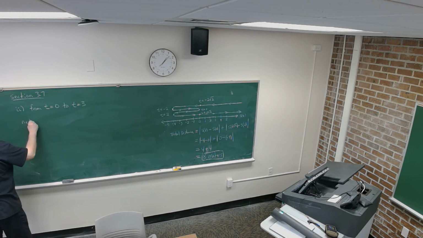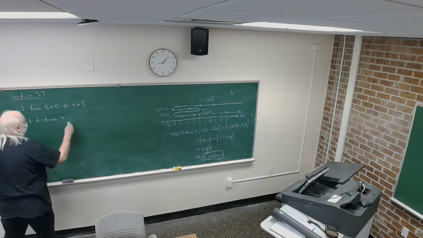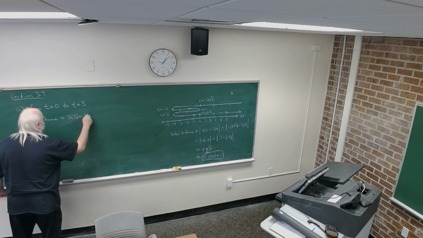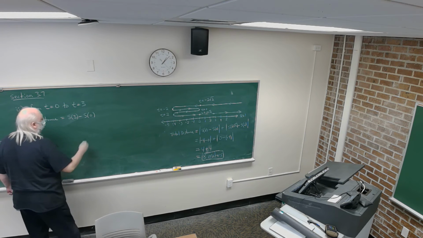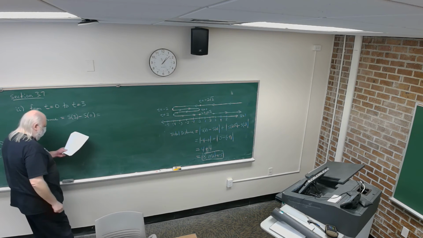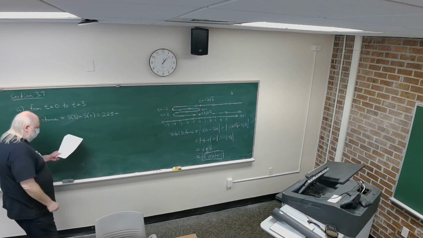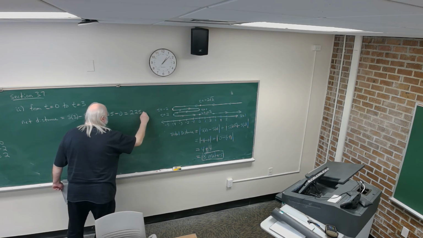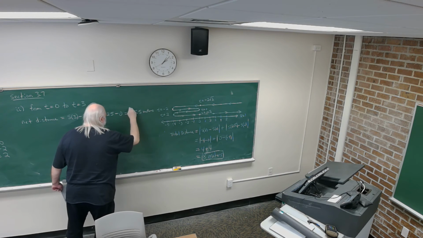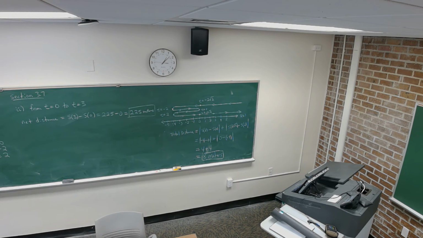So the net distance again is equal to its location at t equals 3 minus its location at t equals 0. Well, its location at t equals 3 is equal to 2.25. I already wrote that on the board earlier. Its position at t equals 0 is 0. And so its final resting place is 2.25 meters away from where it started.